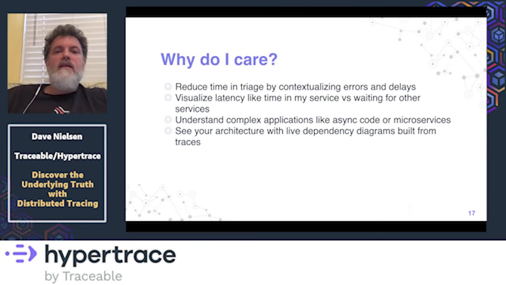You can very quickly identify where the problem might be, like where the time in your service is too long, or you're waiting for other services. And this gives you the ability to understand complex applications, like async code or microservices. It helps you see your overall architecture and see dependency diagrams, built from those traces. And this is very helpful for different types of people.